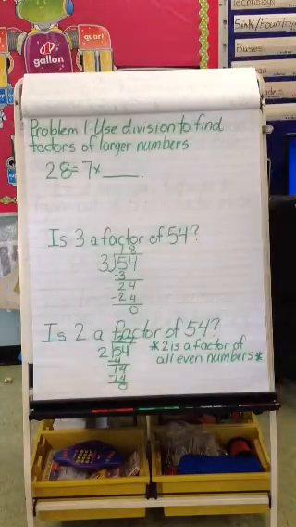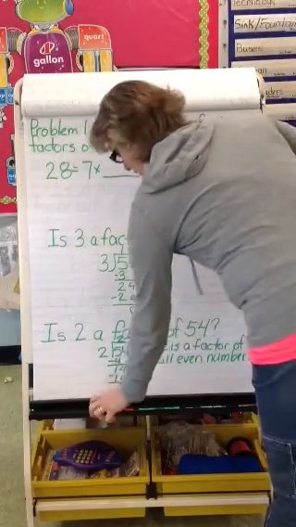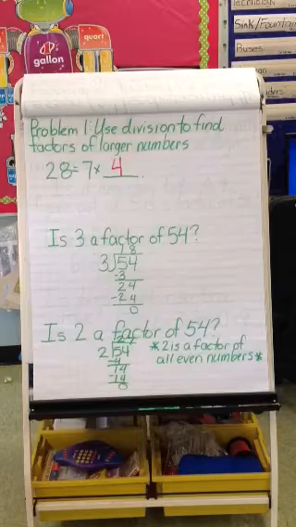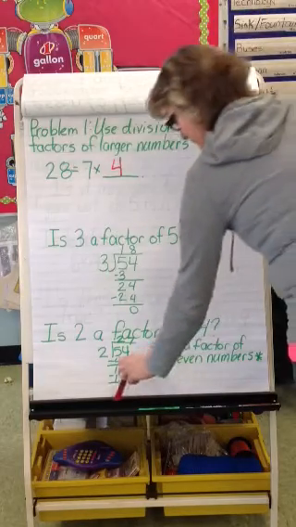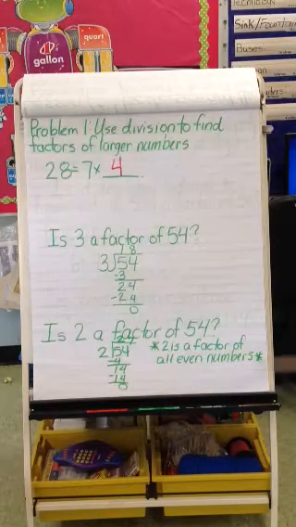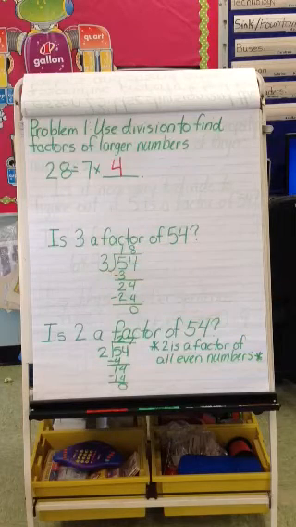Okay, so we're going to use division to find factors of larger numbers. 28 equals 7 times a number. This is a basic fact. 7 times 4 is 28. Now, as you get into larger numbers, for example, is 3 a factor of 54? You can simply use division to figure that out.